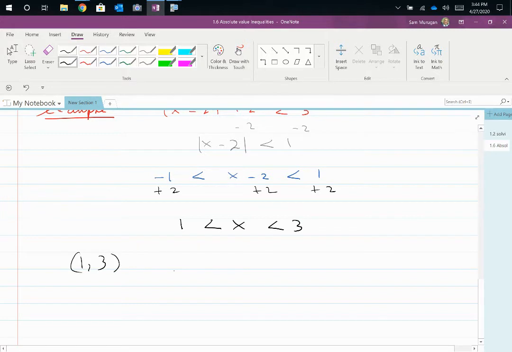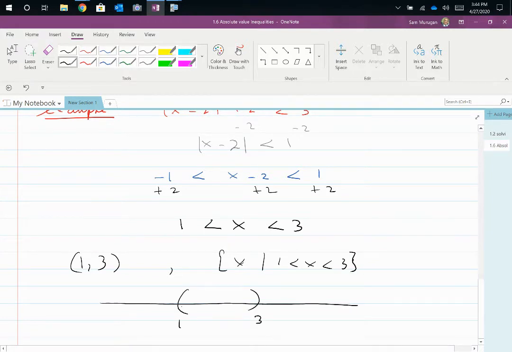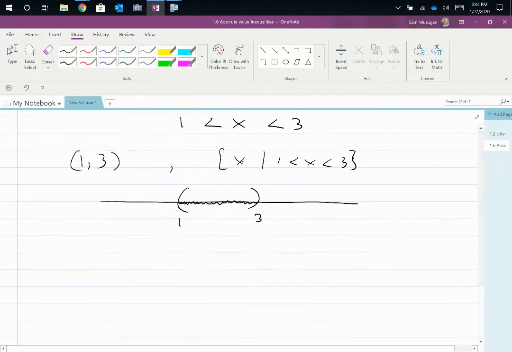In the interval notation, set builder notation, or on the number line. And you make that part in between bold. Notice that 1 and 3 are not included in the answers. It's just the numbers between 1 and 3.